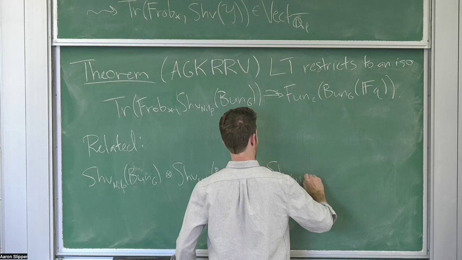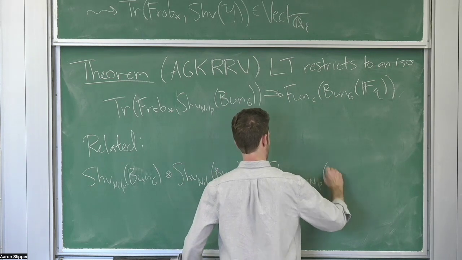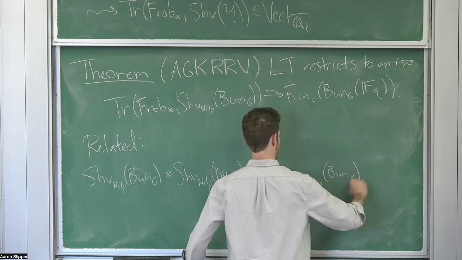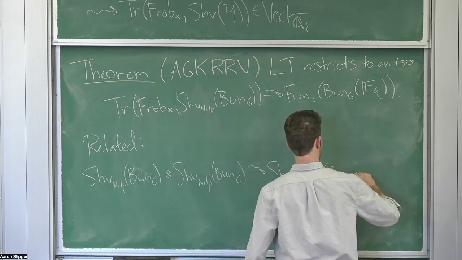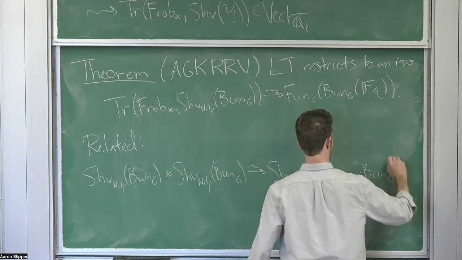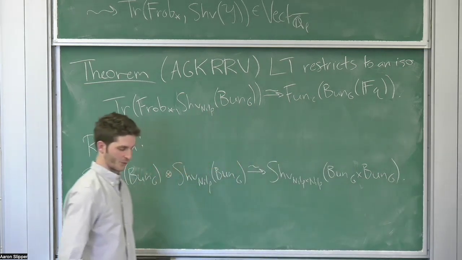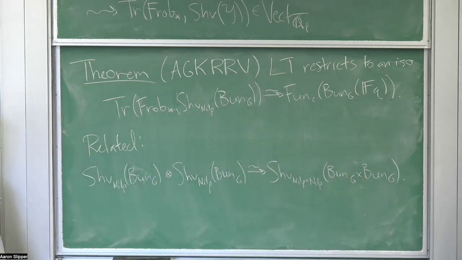Which again is a bit mysterious to me. It's not like these statements are proved in some kind of general geometric framework for Bun_G. It really heavily uses the Hecke action and things like this. So it's something very special.